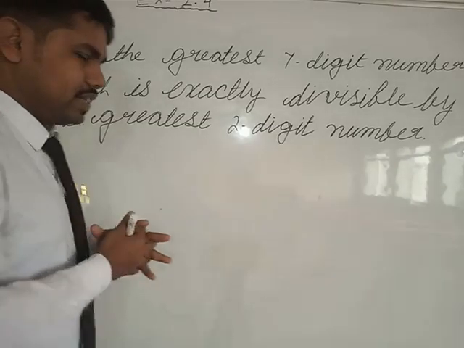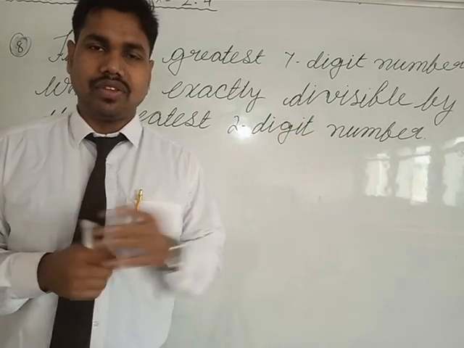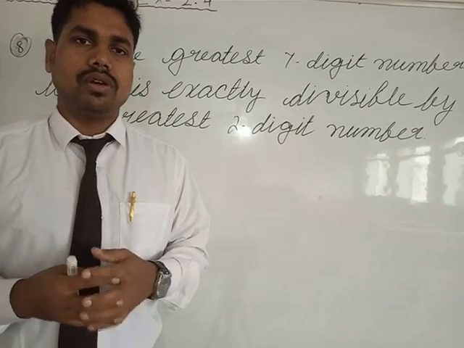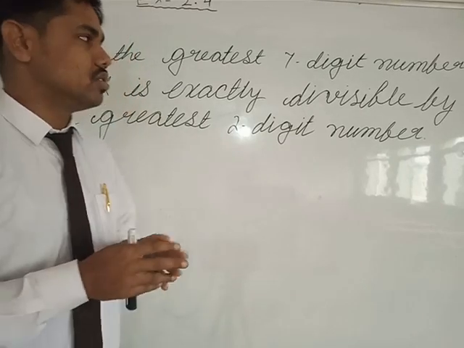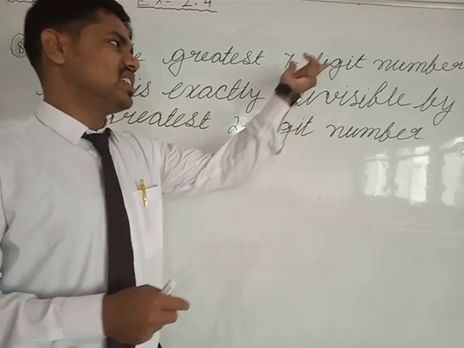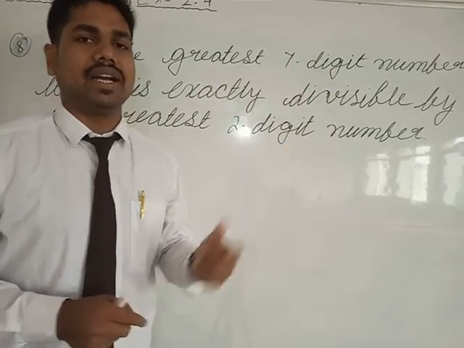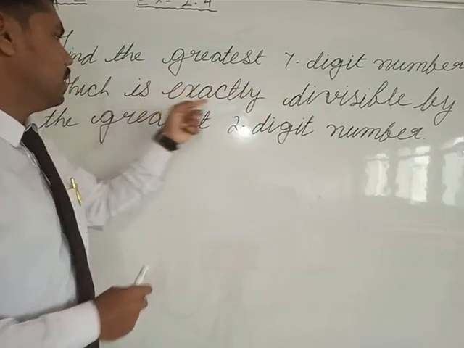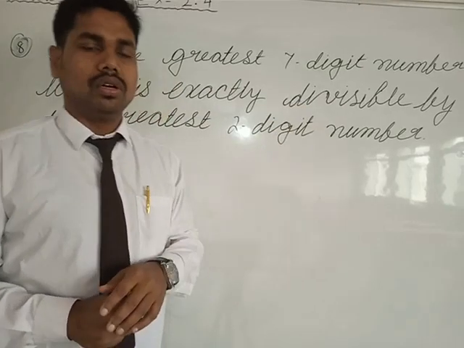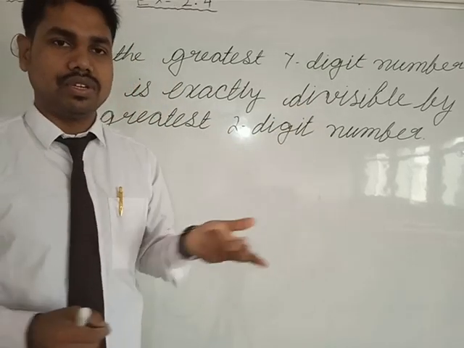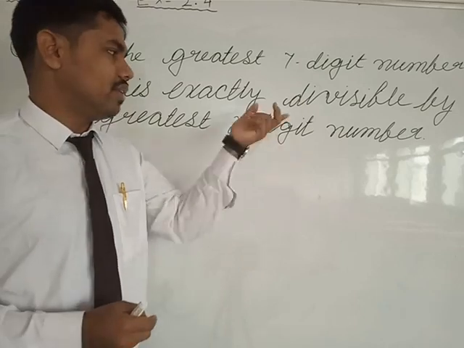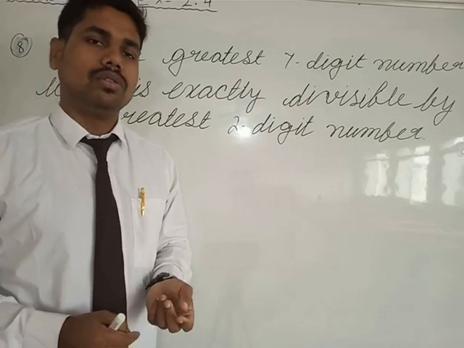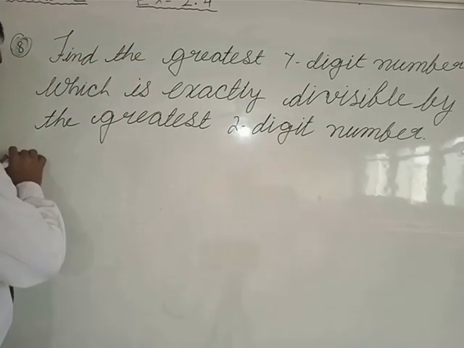Now question number 8. This is also the same as the previous one. Don't be confused by word problems or think that this is a tough one. This is also an easier one. Here, instead of numbers, digits are given: the greatest 7-digit number and the greatest 2-digit number. Find the greatest 7-digit number which is exactly divisible by the greatest 2-digit number. Here also we will do the same process. We will divide, check the remainder, and whatever remainder comes, we will subtract from the dividend. Let's solve this.